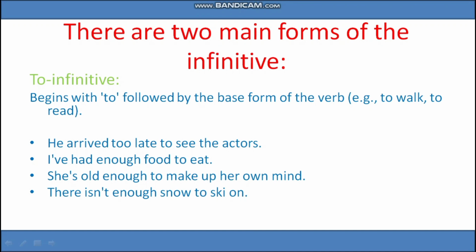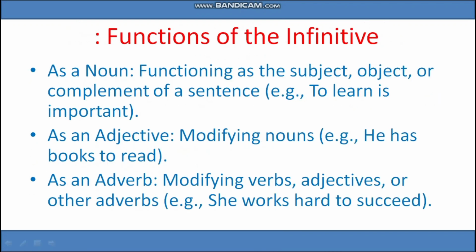She is old enough to make up her own mind. To make is the infinitive. Okay, this is again an object in this sentence. There isn't enough snow to ski on. This is again used as an infinitive in this sentence. Okay, this is to infinitive. All these are to infinitive. And infinitive can be used as a subject, can be used as an object. You will see some more examples later.